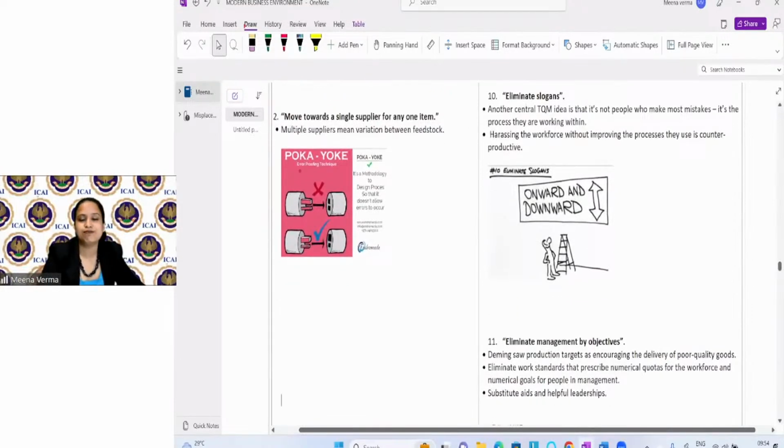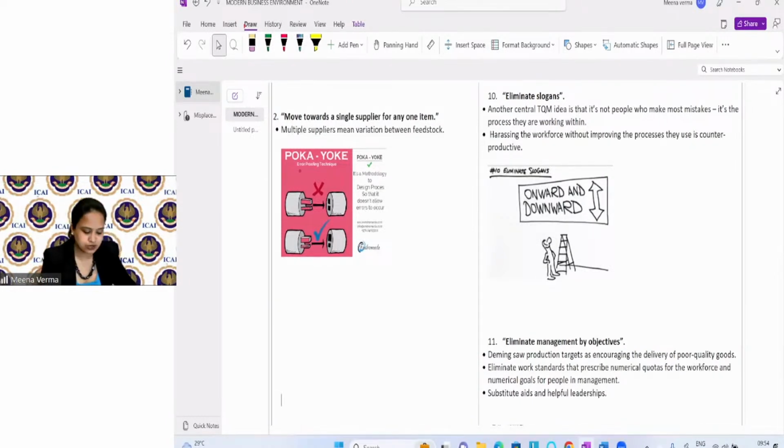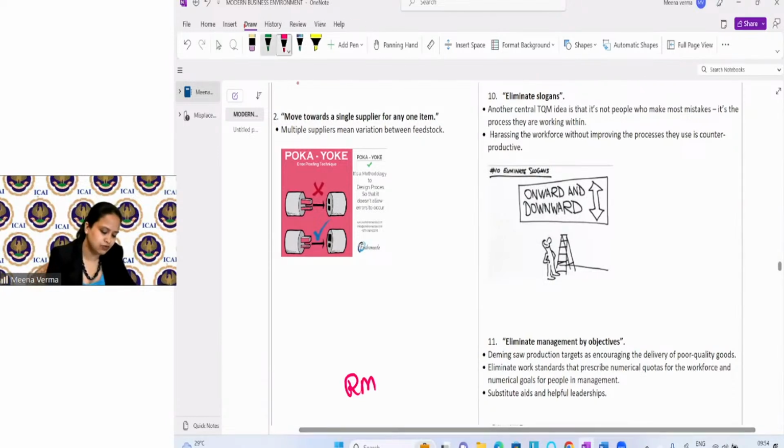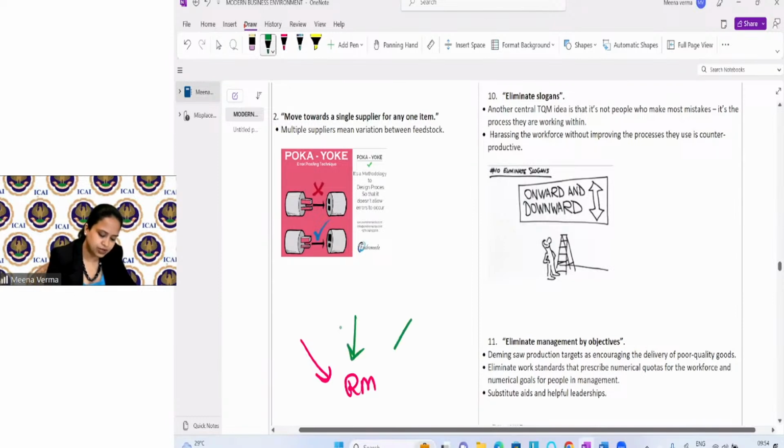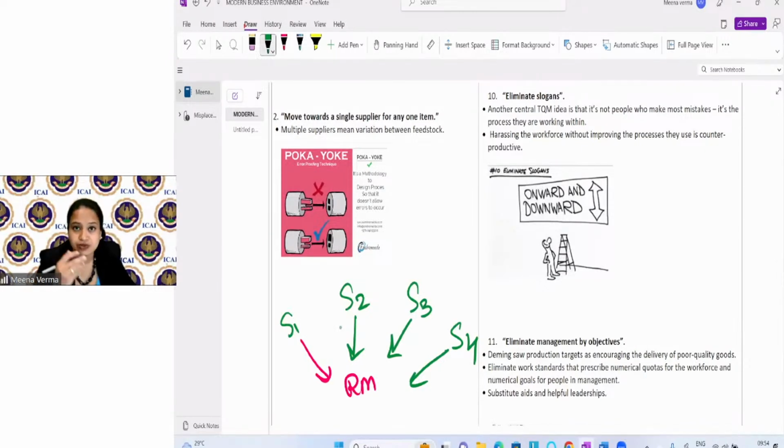Move towards a single supplier, right? Why have they mentioned moving towards a single supplier? For example, for the production of a final good, I need raw material, and I am buying this raw material from different suppliers: supplier S1, supplier S2, supplier S3, supplier S4. So in this way, what is happening here? I am buying the raw material from different suppliers. What will happen then?